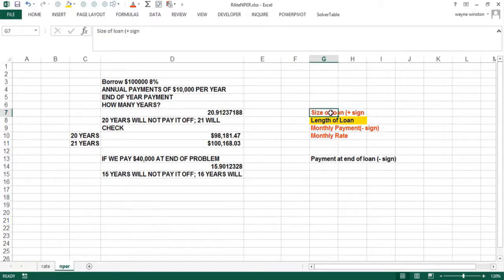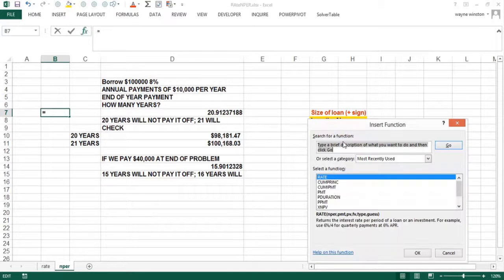Again, you put in a positive sign for the size of the loan because you're getting that money up front. A negative sign for the payment, and at the end of the loan, if you're paying money, it's a negative sign. So how many years will it take you to pay this off? You're borrowing 100,000 at 8%, and you could afford to pay $10,000 a year. So this will be the NPER function, number of periods.